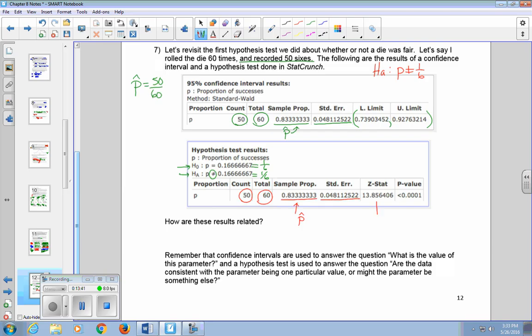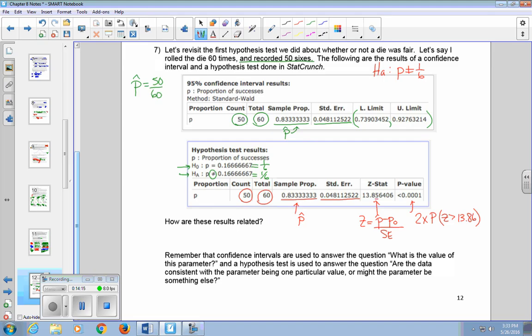But this time it's giving us our test statistic. So it's telling us how far away our P hat is from what we would have expected if the die was fair, so how far away from the hypothesized value it is, divided by our standard error. And then it's also giving us the p-value. This would be 2 times the chance that we get a test statistic more extreme than 13.86. And I'm just rounding this value to 2 decimal places.